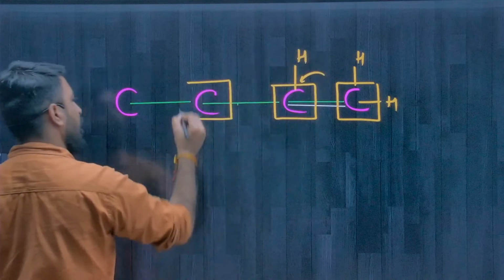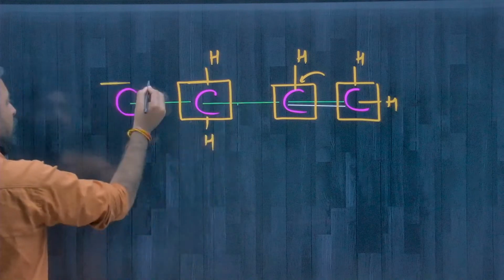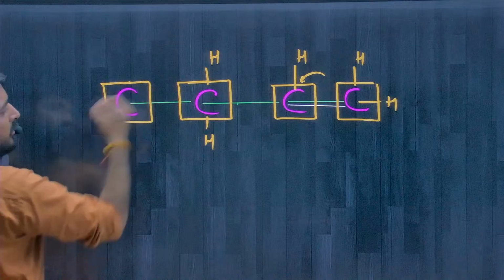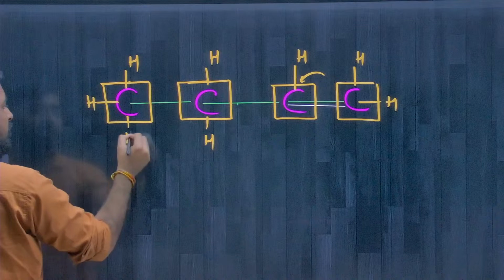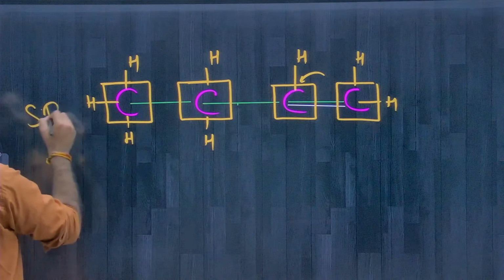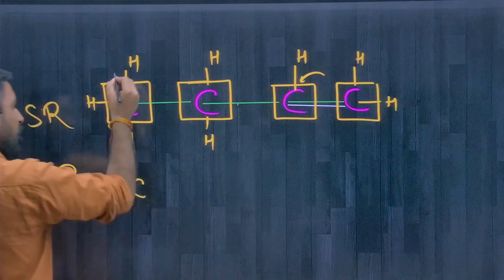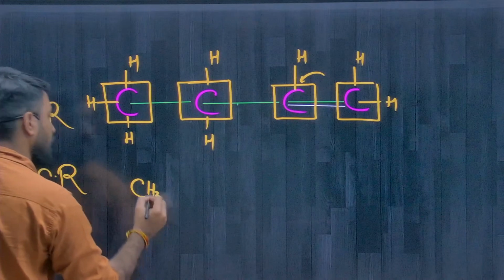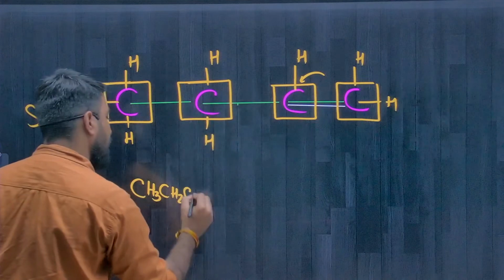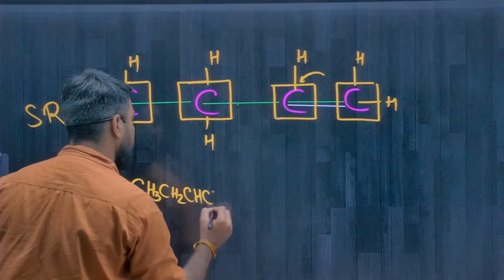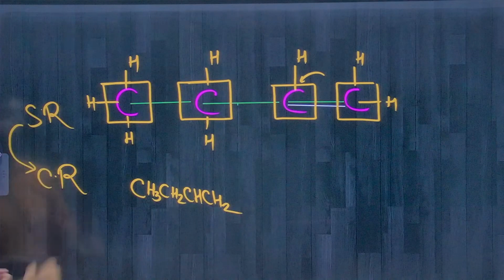This carbon makes two bonds, so these two valencies are filled with hydrogen. This carbon has only one bond with the carbon and the remaining three bonds with hydrogens. So this is a structural representation. Then it's converted into the condensed representation: CH3, then CH2, then CH, and then CH2. So it's converted from the structural form to the condensed form.